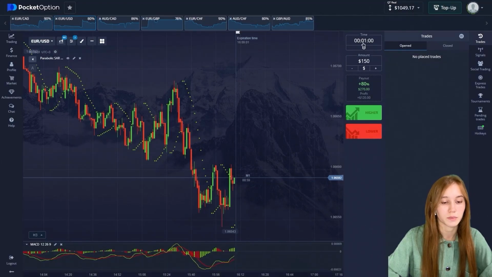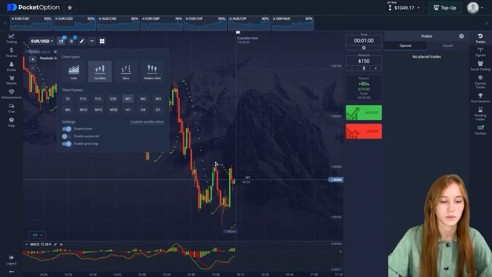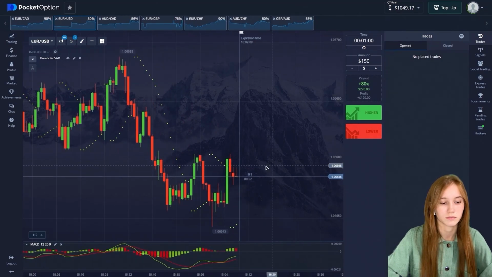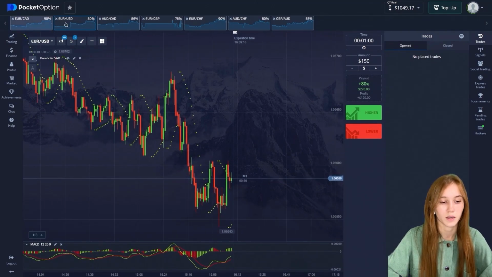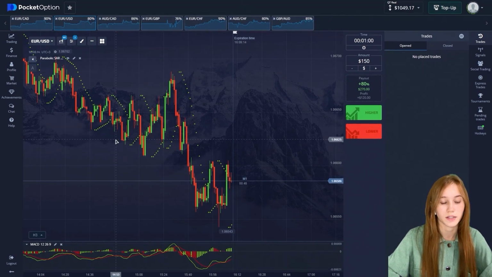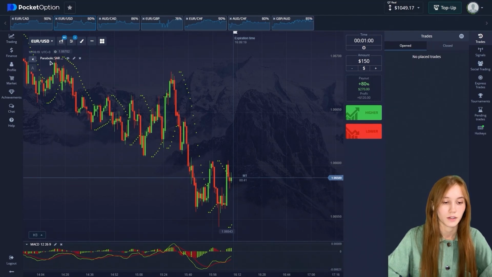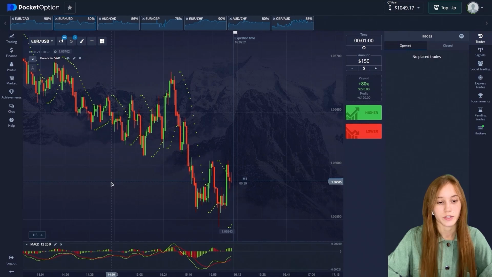One minute time frame on our chart. We'll trade with this. It was 9, as I remember. Indicators, parabolic and MACD. We use this strategy to trade.